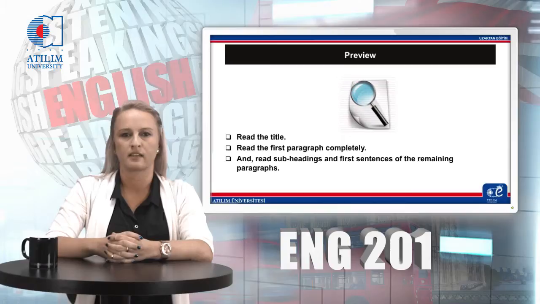Making preview is the second step. To do this, you go over the text quickly. This is called skimming. Skimming is the technique of allowing your eyes to travel rapidly over a page, stopping here and there to get the main idea. When skimming, you should read the title, read the first paragraph completely, and read subheadings and first sentences of the remaining paragraphs.